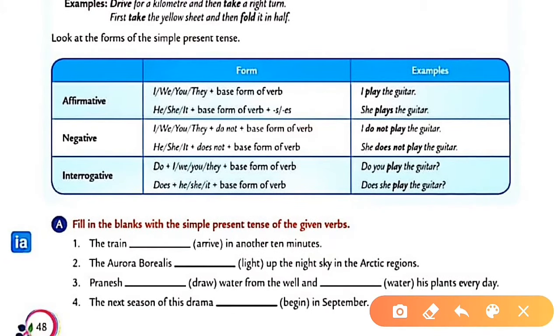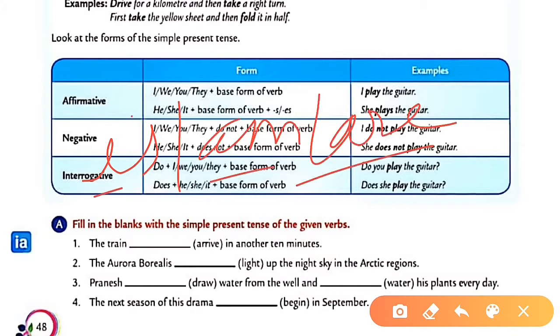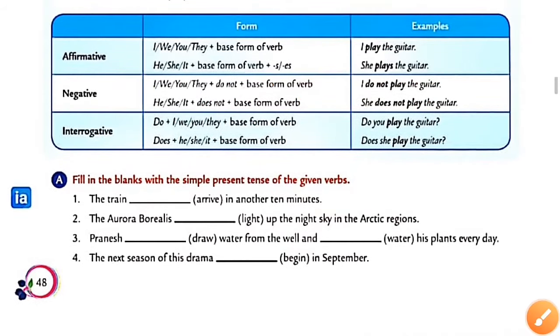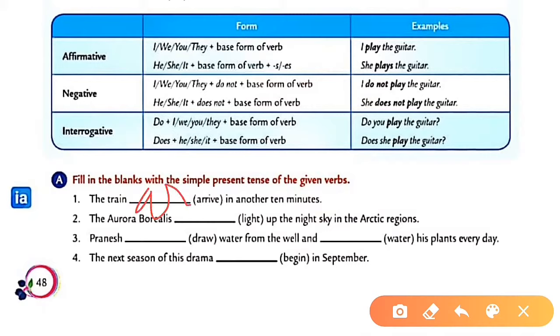In simple present tense, sometimes we have to use the form is, am or are according to the subject. Okay, so first we will start with A part. What is A part? Fill in the blank with the present tense of the given verbs. Number one, the train arrives in another 10 minutes. All the sentences are based on simple present tense.